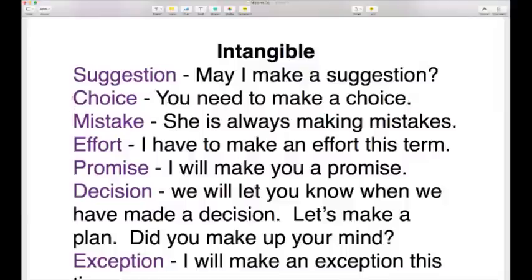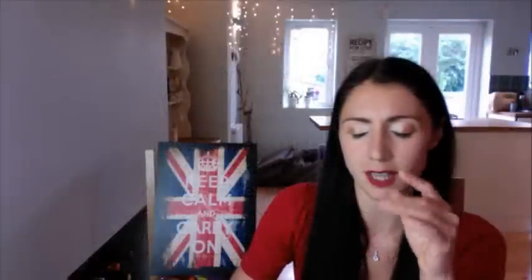So beyond suggestion, we can also make a choice. You need to make a choice. So once you've made that choice, it's almost the same as decision really. Once you've made that choice, then the choice has been made. And everyone is happy. Finally, the choice has been made. You can also make a mistake. Now I hear a lot of students saying, oh, I do a mistake. I did a mistake. You don't do mistakes, you make mistakes. Okay, so you make mistakes.